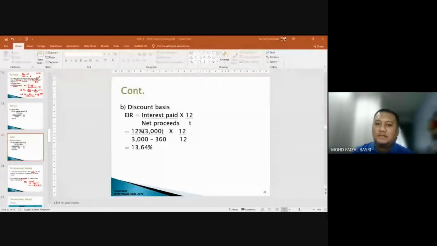Okay, so let's proceed with the other two. More or less the same, but there is a slight variation, because there are terms and conditions that are applicable only for that particular instrument.